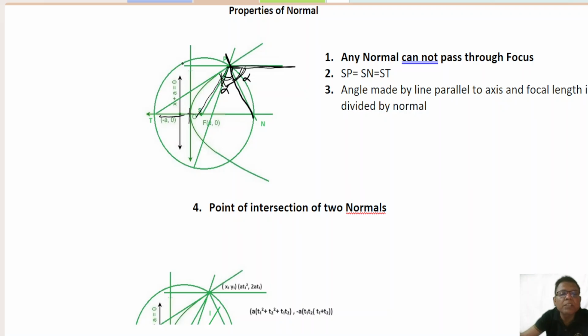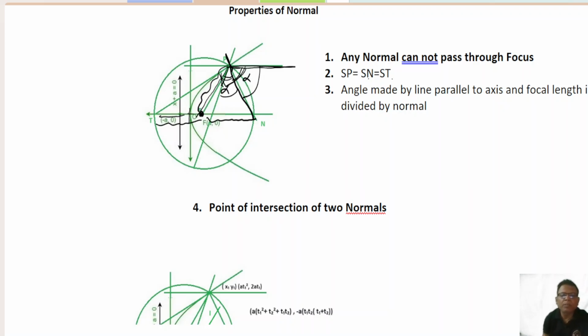So that means one circle can be drawn, considering this as the diameter and the focus as the center. So this length will be equal to this length will be equal to this length. That means SP is equal to SN is equal to ST. The angle made by the line parallel to the axis and the focal line is divided by the normal, as we have already discussed. This will be alpha and this also will be alpha.